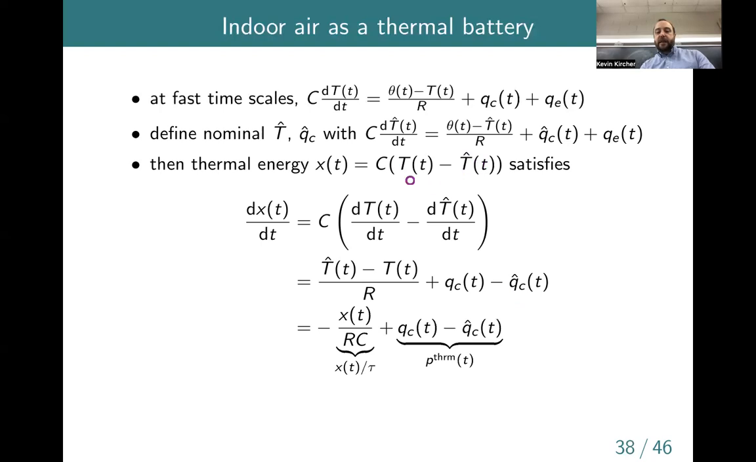Okay, so the last line here is just to notice that T hat minus T is negative x divided by C. So we take this definition of the energy and plug it in here, and we do a tiny bit of algebra, and we get essentially a battery equation. We get dx/dt on the left-hand side, equals negative x divided by a thing with units of time, the time constant RC, on the right-hand side, plus a thing that we're going to define as the thermal power: the thermal charging power if it's positive, or the discharging power if it's negative. So just some algebra and a clever definition of an energy, and we get a battery equation.